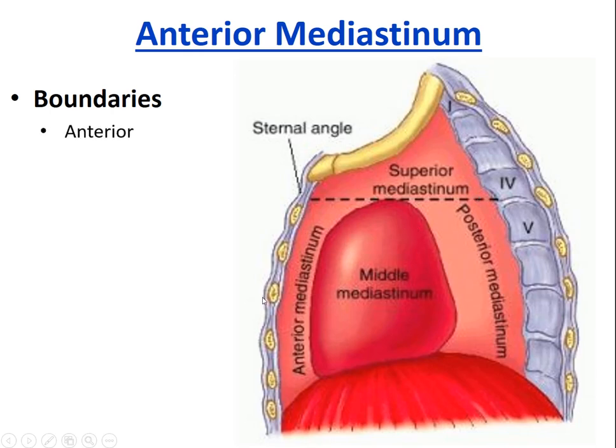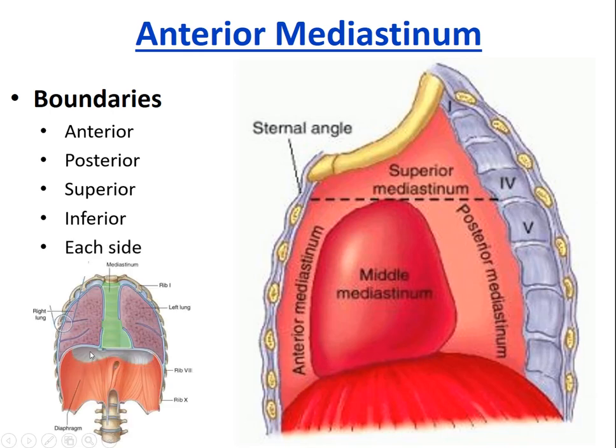Anteriorly it is bounded by body of sternum. Posteriorly it is bounded by pericardium. Superiorly it is bounded by an imaginary plane, and inferiorly it is bounded by the anterior part of the thoraco-abdominal diaphragm, and on each side there lies a mediastinal pleura.